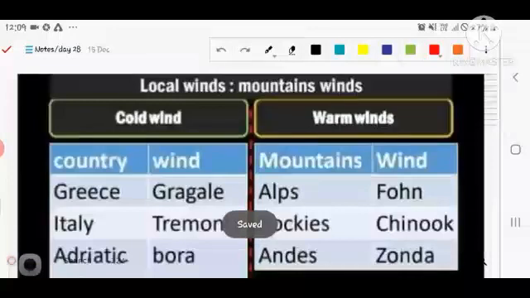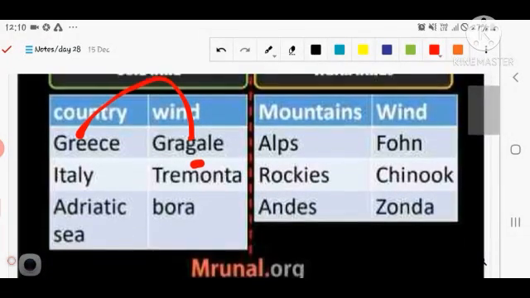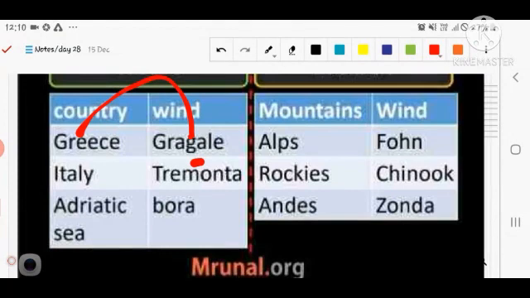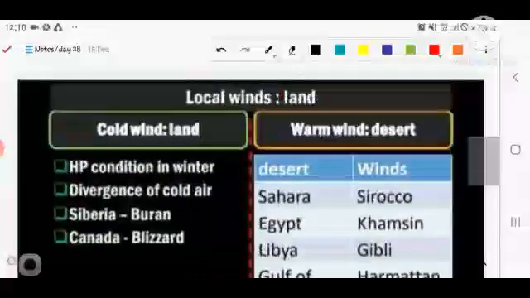Here are the most important cold winds found around the world. Gisel, Gregale, Tramontana, Adriatic Bora. I also make you see that. Alphone, Rocky, Chinook, and Resonant are all the warm winds that are found across the world.